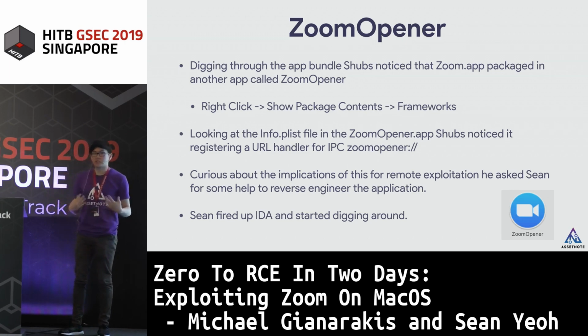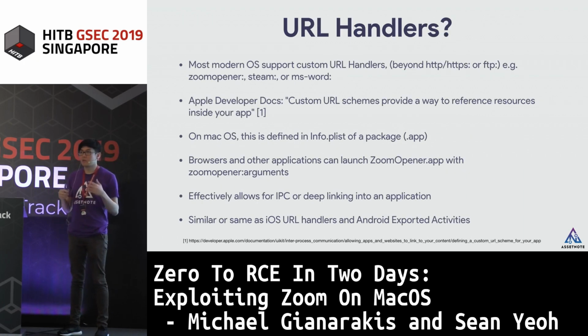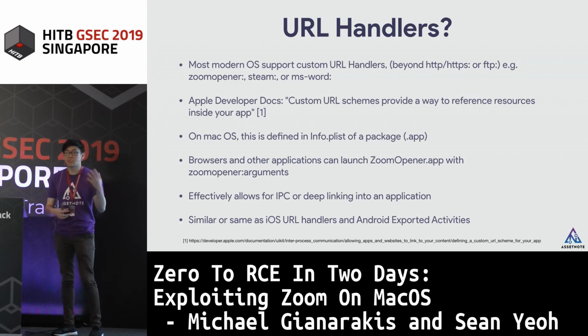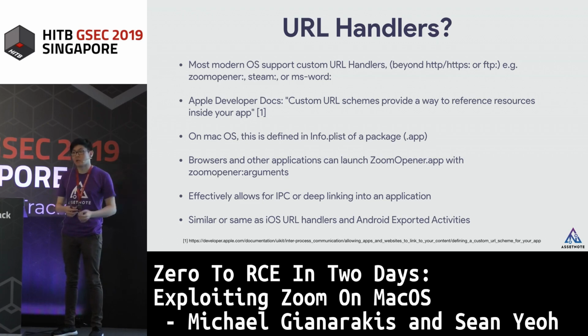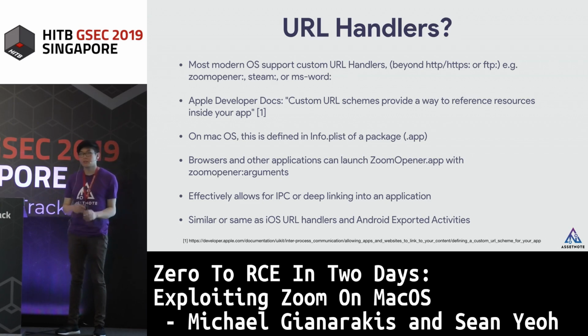But before I dive into reversing the actual binary, I want to make two smaller asides. For those who aren't familiar, URL handlers are kind of like your HTTP or FTP handlers. They define a protocol and you can open them, but these allow you to open specific applications. So you might have a Microsoft Word handler or a Steam handler or a Zoom Opener handler. And effectively what this allows you to do is deep link into application functionality. So this might open a specific page in your application or execute a specific function. For those who are more familiar with mobile, this is like iOS URL handlers or Android exported activities. So other applications can trigger functionality in your app.